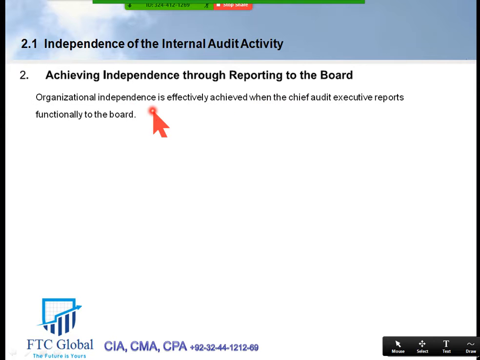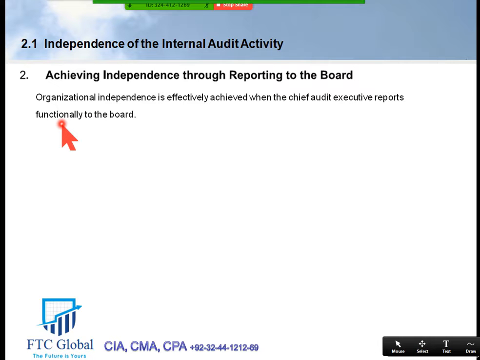So organizational independence of internal auditors at 4 levels. The internal auditor must be independent, the internal audit department must be independent, the organization level must be independent, and the engagement and the particular work you're doing must be independent and free from any threat. So organizational independence is effectively achieved when the chief audit executive reports functionally to the board and administratively to the president of operations or chief executive officer.